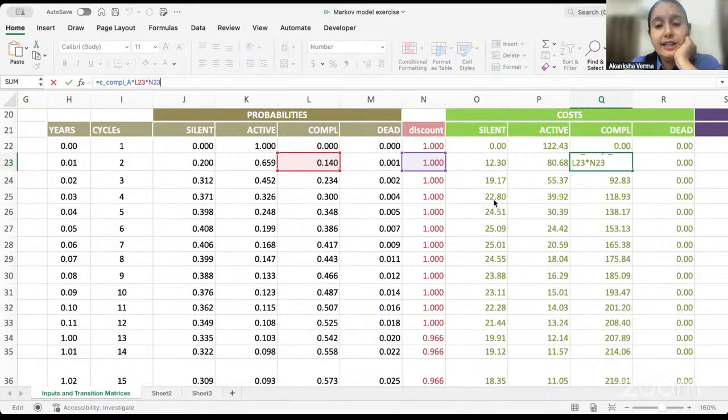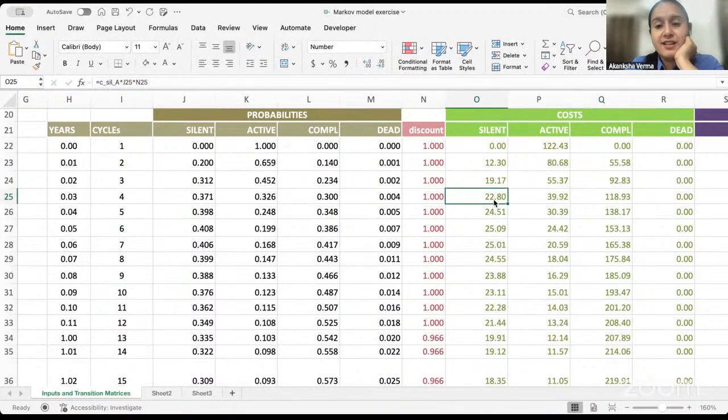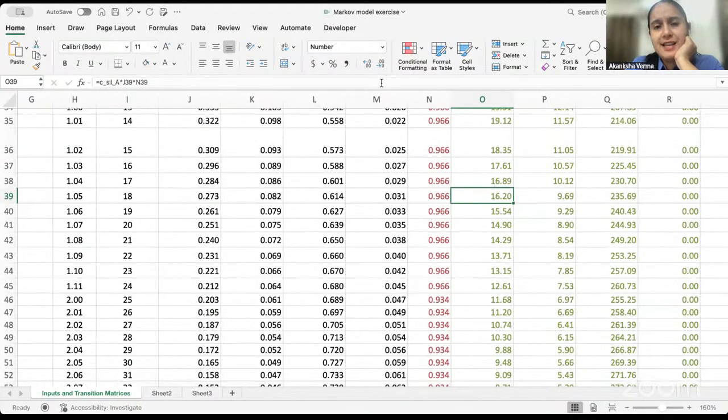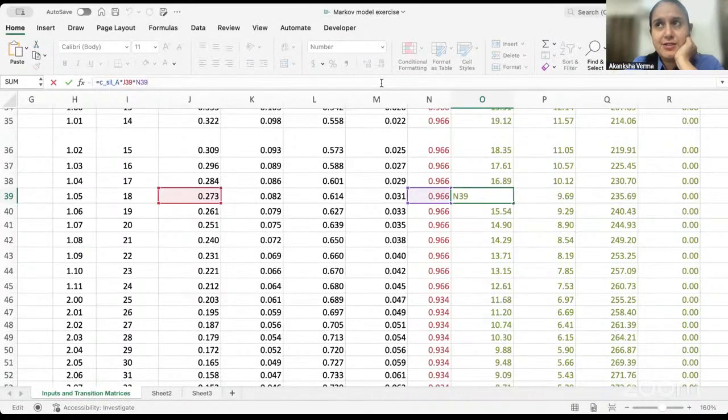For all the number of cycles you have, the same formula would be applied. Okay, the number of patients from the Markov trace multiplied by the cost, and if you are presenting the results with discounting, you multiply it with discounting also. Okay.